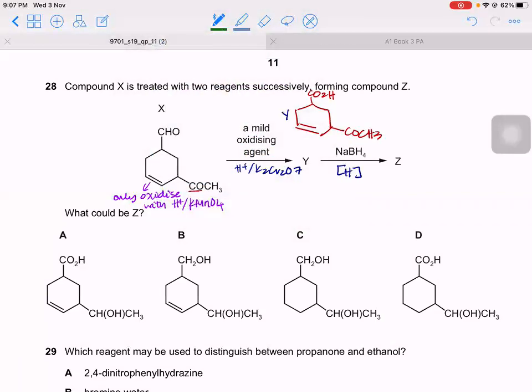Can carboxylic acid reduce to primary alcohol? No. This can only reduce to primary alcohol in the presence of LiAlH4. So this will stay as it is. This CO2H stays as it is. This alkene stays as it is. The ketone will become alcohol. Which alcohol? Secondary alcohol on reduction.